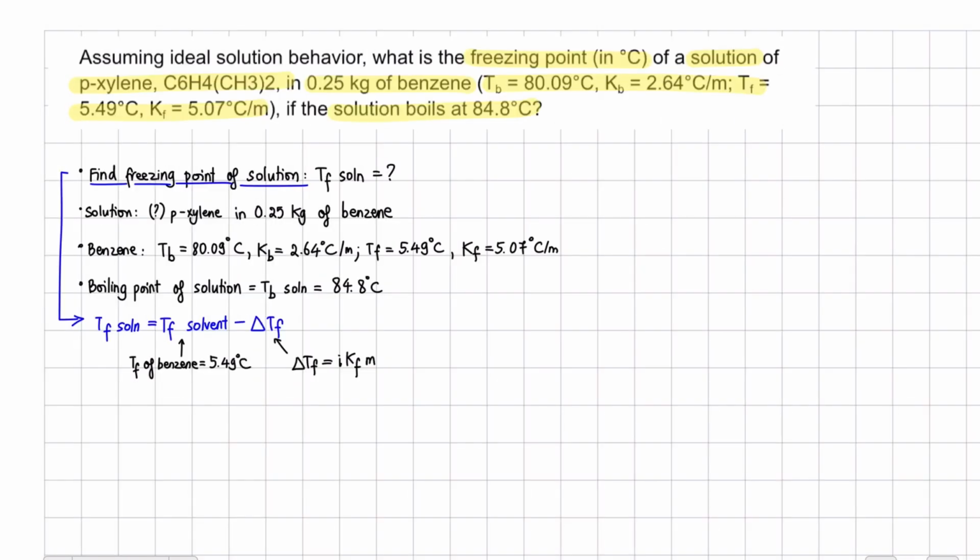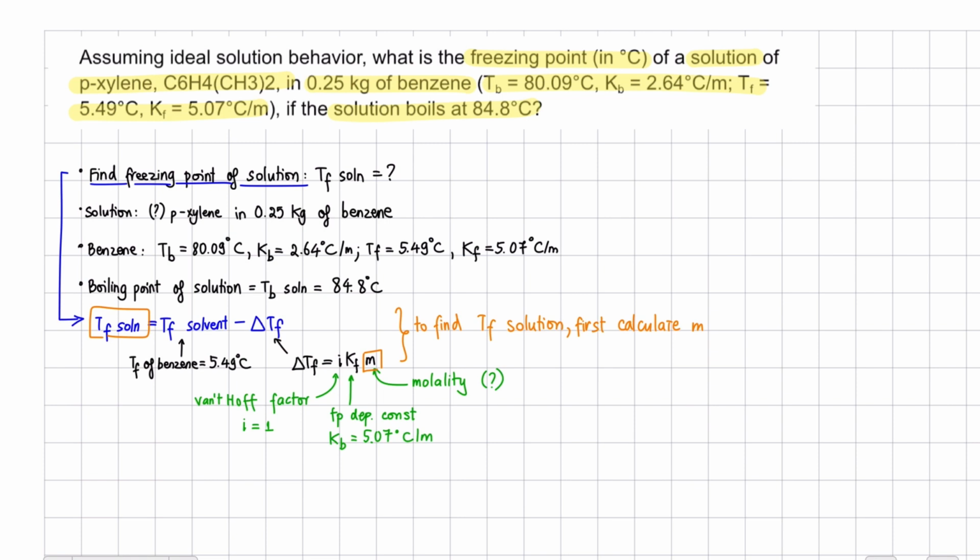Next, we know the formula for delta Tf is i times Kf times m. i here is the van 't Hoff factor, and for p-xylene, the van 't Hoff factor i equals 1. Next, Kf is the freezing point depression constant, and for benzene, Kf equals 5.07 degrees Celsius per mole. Lastly, we need molality, and in this case, molality is unknown.